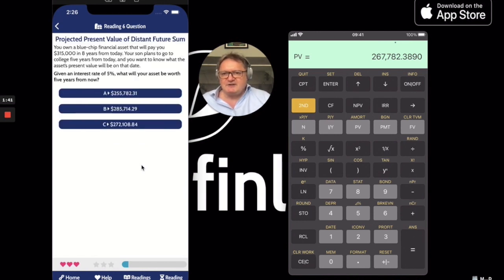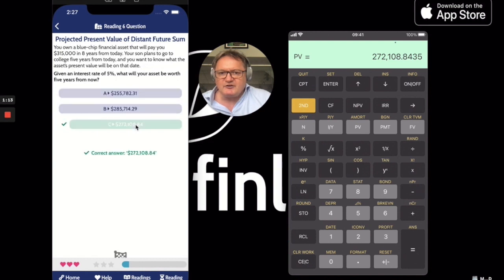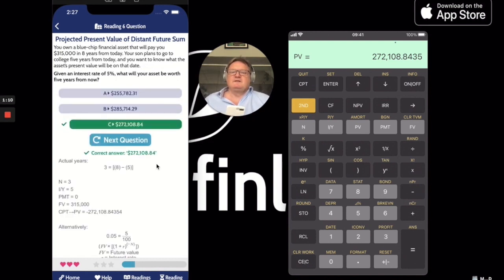315,000 8 years from today, going to college in 5 years' time, 5% interest rate. So second, clear TVM. 8 years from today, so it's going to be 8 minus 5. That's your N. The interest rate is 5. The PV is what we're trying to find, the payment is 0, and the FV is 315,000. So compute the PV, take off the minus: 272,108, and that's going to be C. There you go. See how quick I did that. Nice and easy with the calculator method.